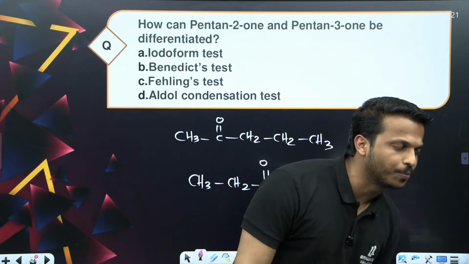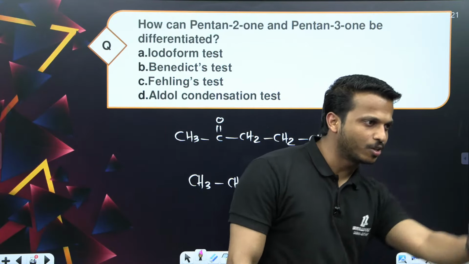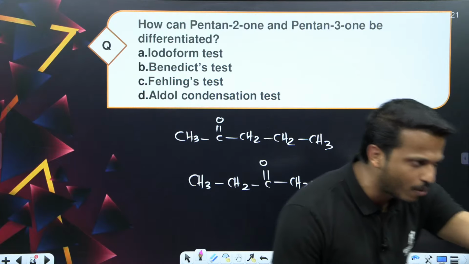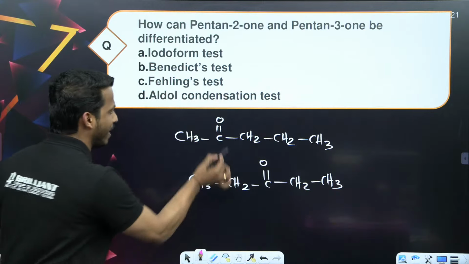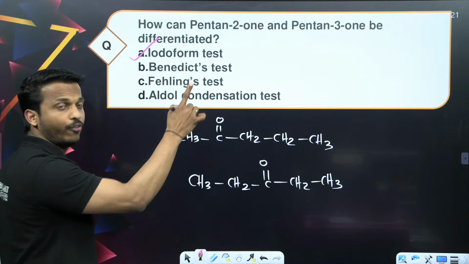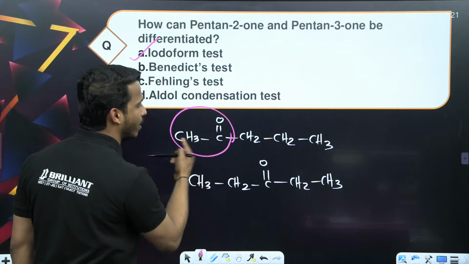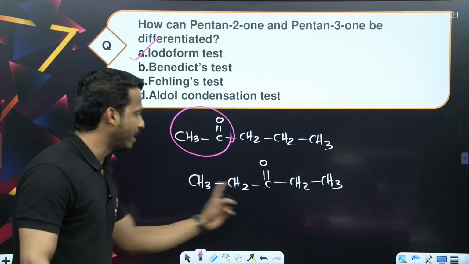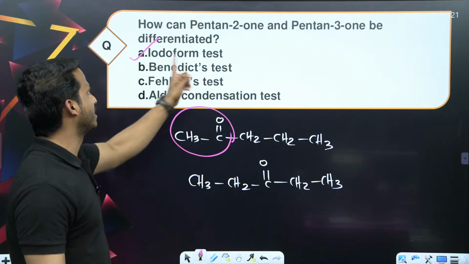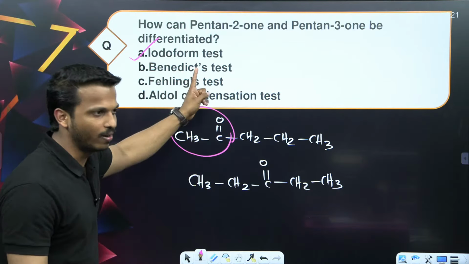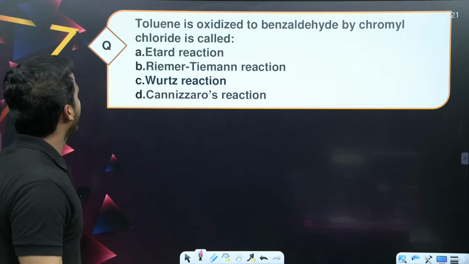Yes, option A. Arnav, Smriti, Karthik, Philip, Neem have already given the correct answer. That is option A, iodoform test, because pentan-2-one contains that CH3CO group. Here it is not there. Iodoform test is the one which will give this. Very good, all. Let's go.